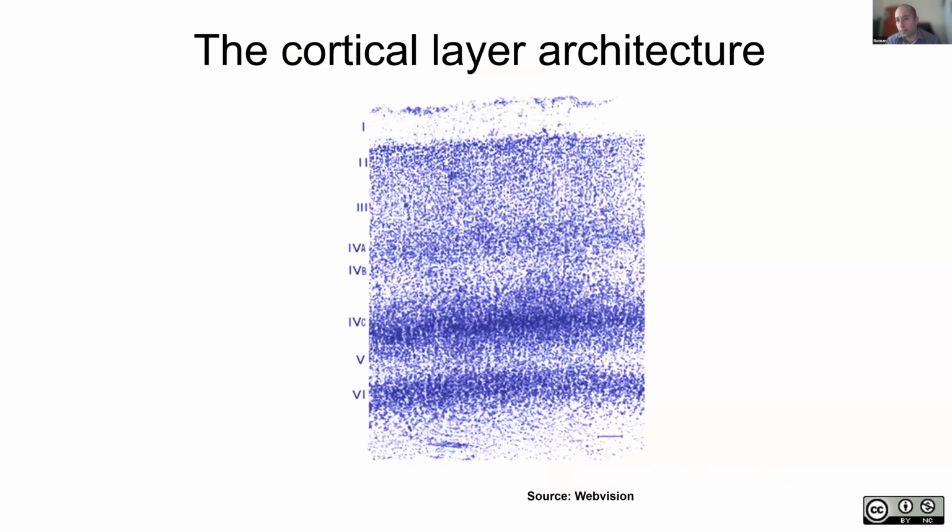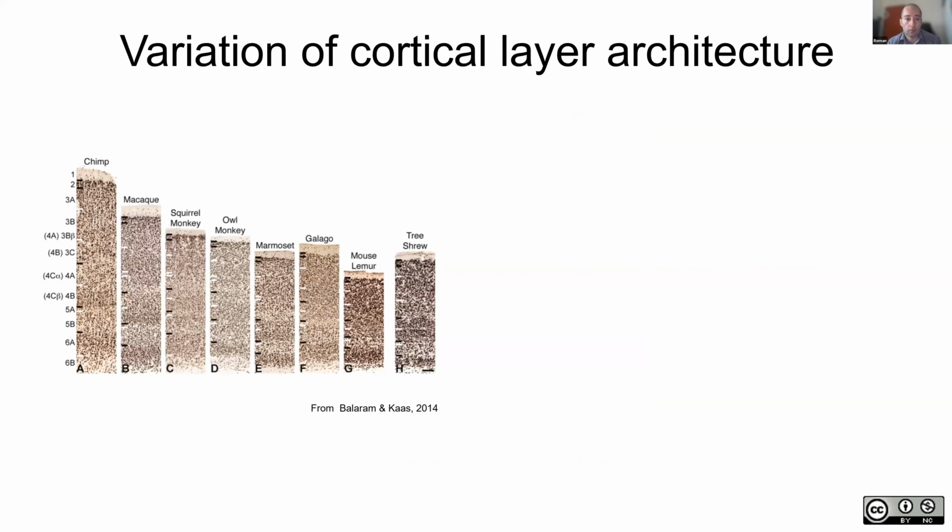Another example that I just want to show you, where we have applied agent-based modeling and simulation, is the so-called cortical layer architecture. Again, this is part of the brain, and not only the mammalian brain, actually many other brains also have a layered cortical architecture. What this means is that different cell types are arranged in a layered manner, and we see this in lots of different species.